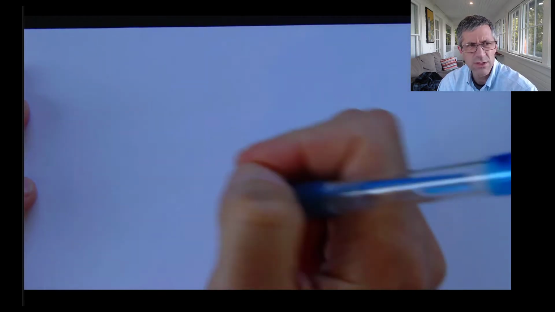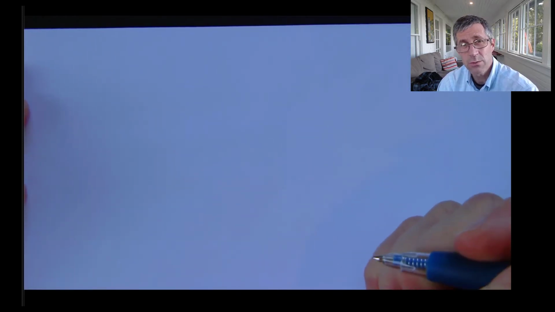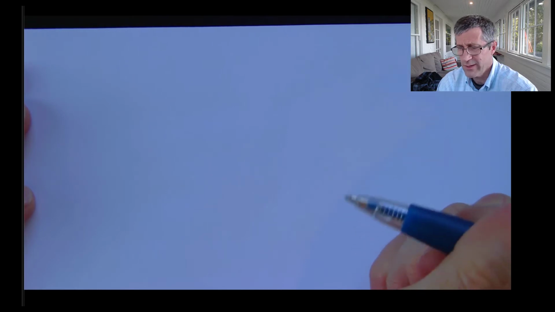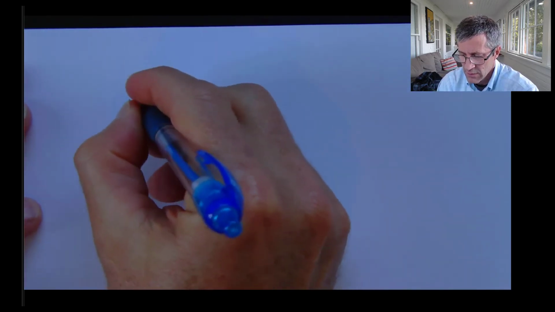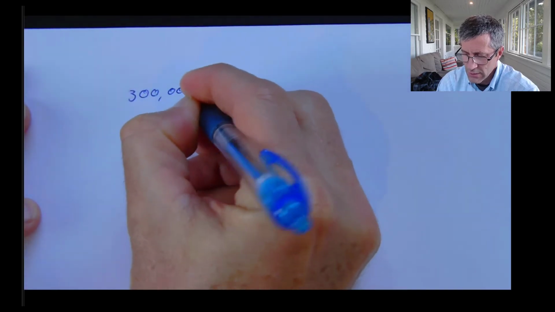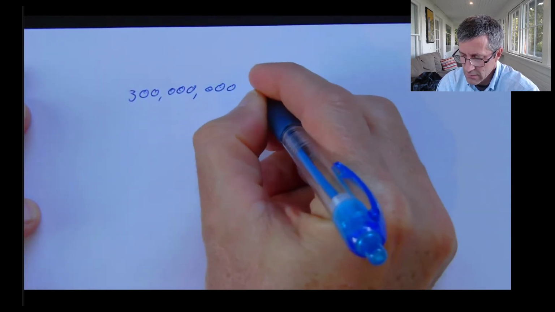Okay, a brief reminder about scientific notation, something that you need to use for this next section. So here we go. Scientific notation is a way for us to express really large or really small numbers in a way that is easier to read and easier to put into calculators. So for instance, the speed of light, 300 million meters per second.